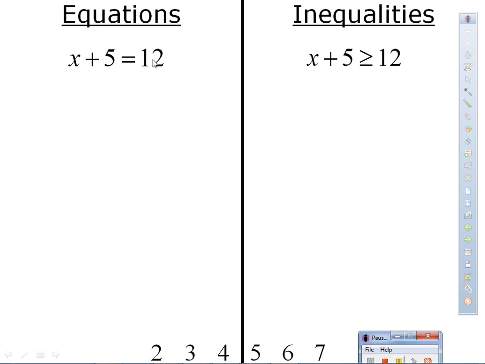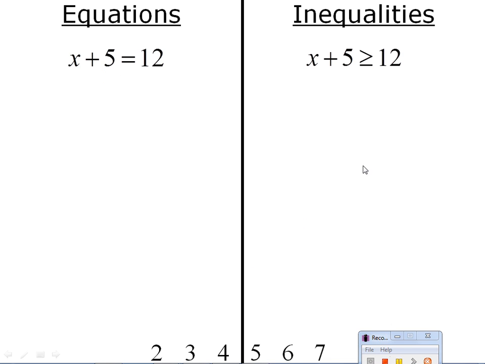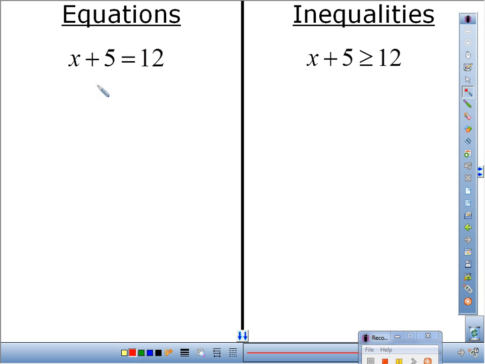Step 2, isolate the variable. We need to leave the variable by itself using the inverse operation. So what do we do here? Subtract 5. I'm going to do that in red. I'm going to subtract 5 from each side. So this is minus 5, minus 5. And we're left with x equals 7.